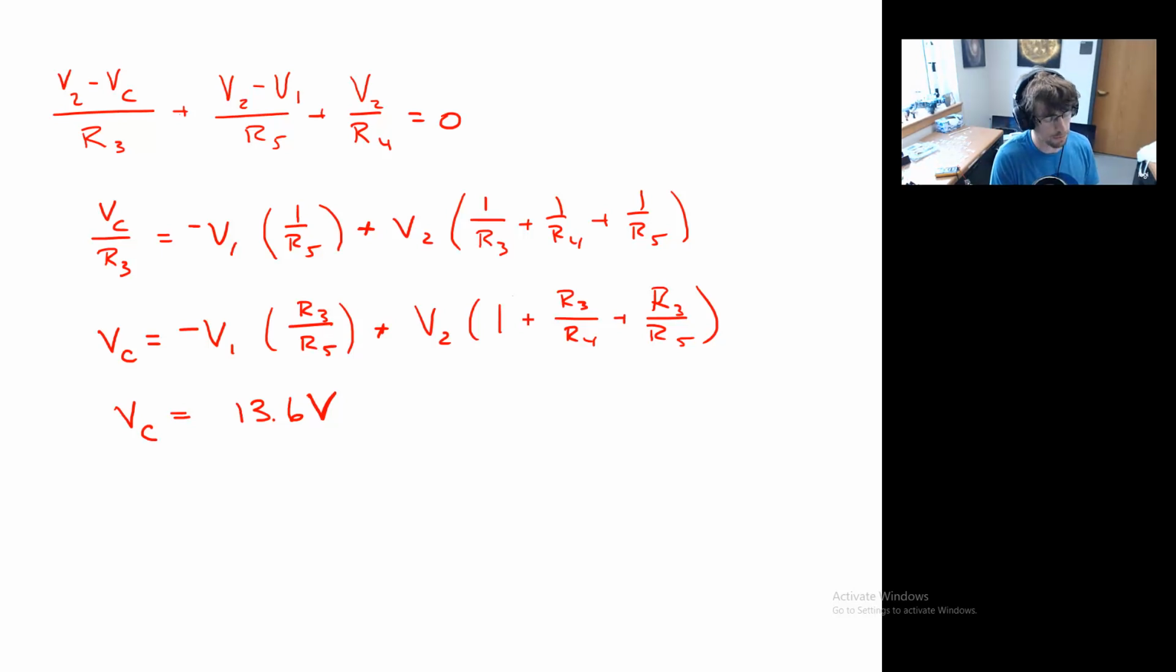Yes, I got a positive, which also struck me as odd because we have stuff going to the inverting input. It just struck me as odd.